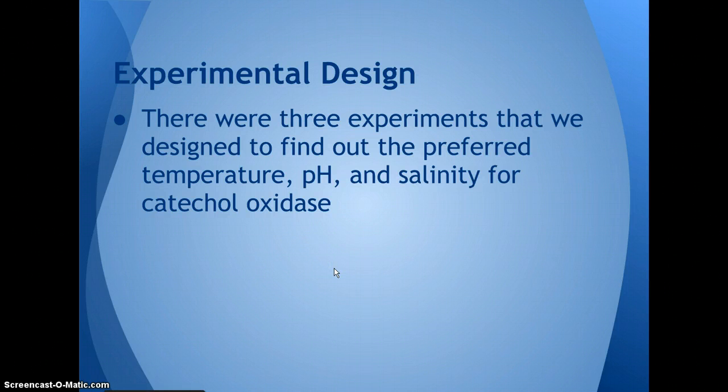So the experimental design, we had to design 3 experiments to find out the preferred temperature, pH, and salinity for the enzyme catechol oxidase. And to back up a little bit, catechol oxidase is an enzyme found in many fruits. It reacts with catechol to make a brown product called benzoquinone. And whenever you leave a piece of fruit out, cut open, and it turns brown, that's what causes it.